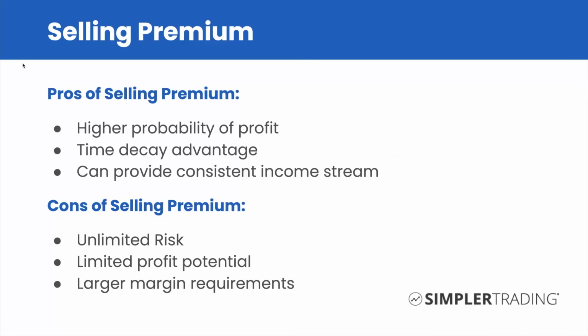Selling premium. Pros of selling premium: higher probability of profit, time decay advantage. It can provide a more consistent income stream than buying premium. Cons of selling premium: you can have moments where you have unlimited risk. You have a limited profit potential, and it also requires larger margin requirements.